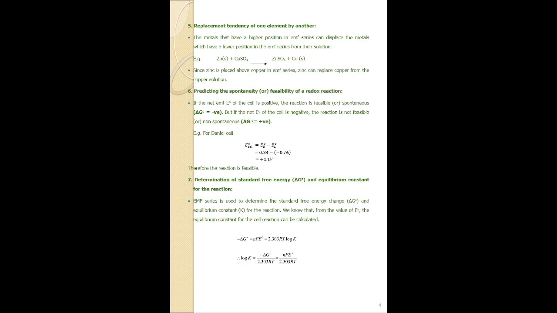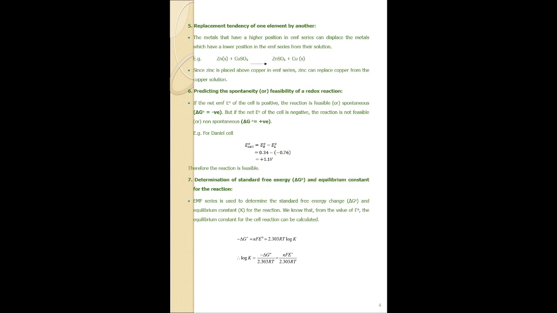I told you, the metals above hydrogen displace hydrogen readily and quickly because they are most reactive. And the elements below hydrogen are the least reactive and are not able to replace it. Then the fifth one is replacement tendency of one element by another. The metals above hydrogen can displace the metals below. For example, zinc is above hydrogen and copper is below hydrogen. Zinc can displace copper and the reaction takes place.